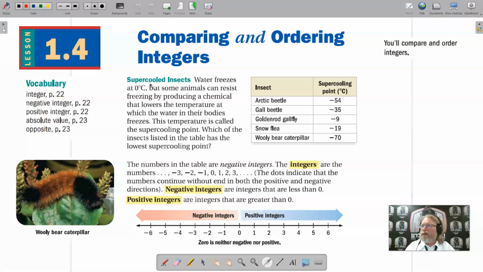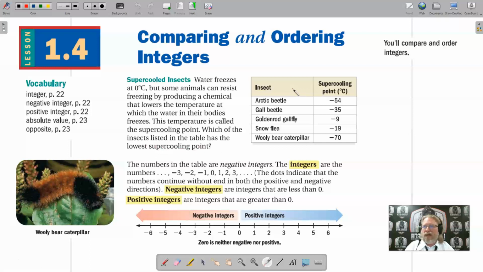So we start off with supercooled insects. It says that water freezes at 0 degrees Celsius, but some animals can resist freezing by producing a chemical that lowers the temperature at which the water in their bodies freezes. This temperature is called the supercooling point. Which of these insects listed in the table has the lowest supercooling point?